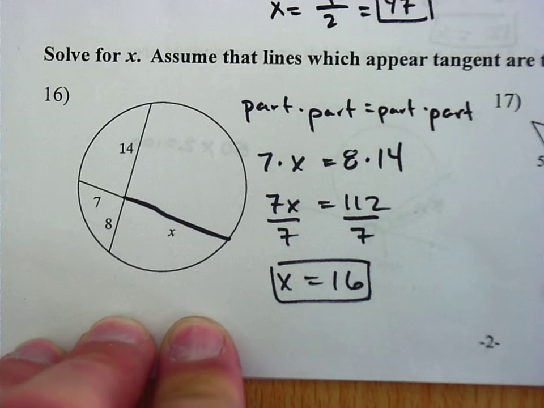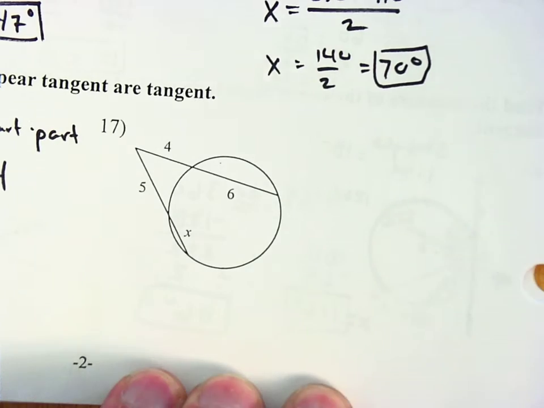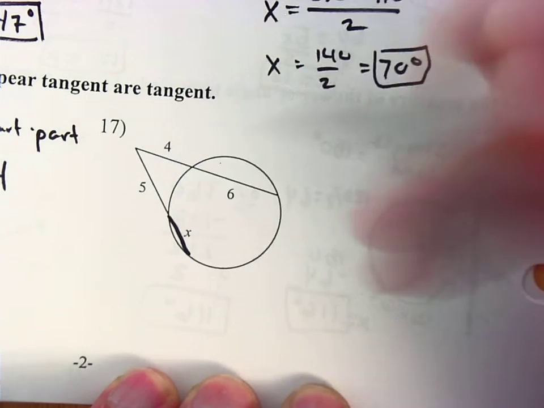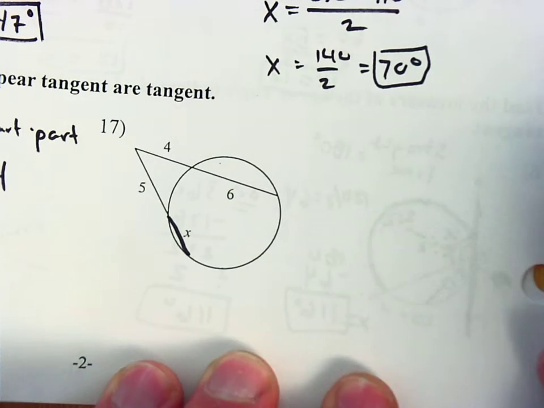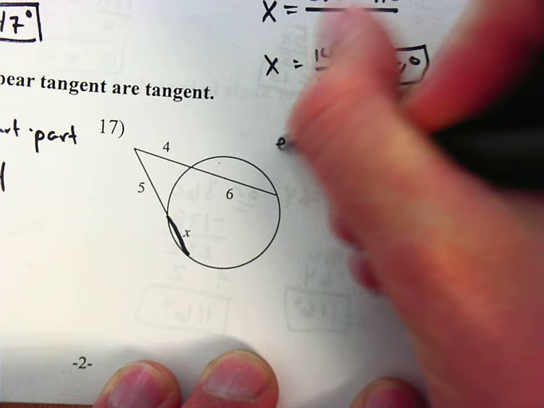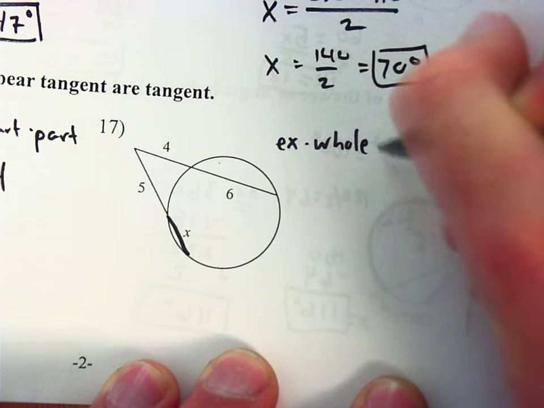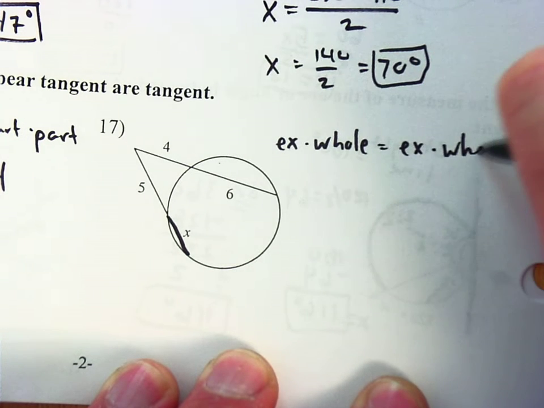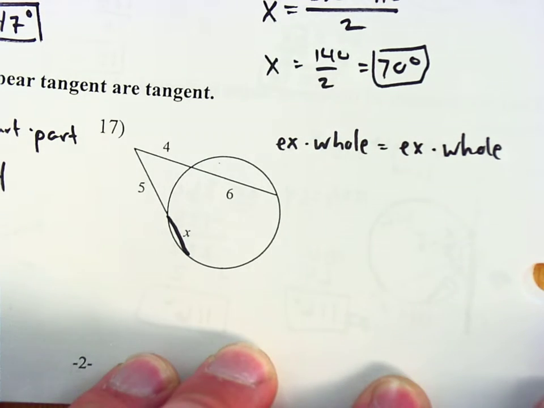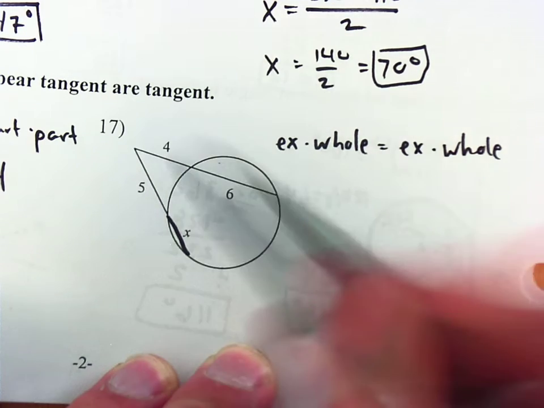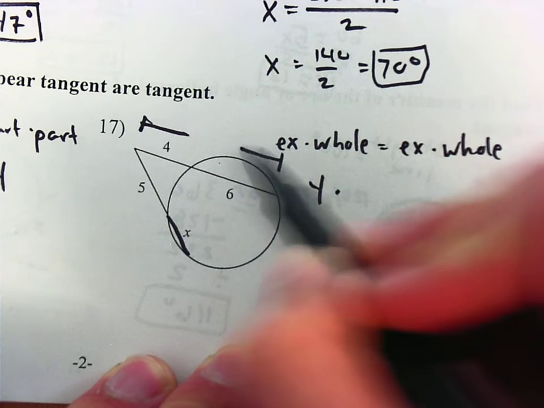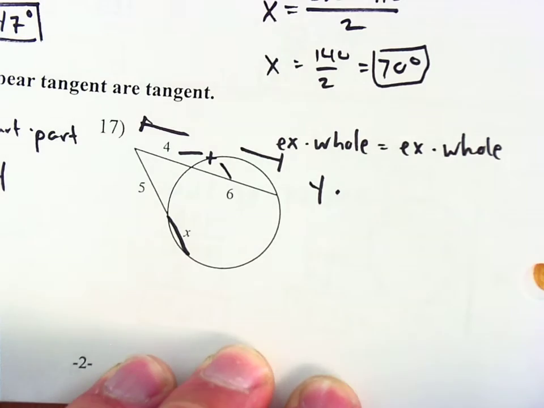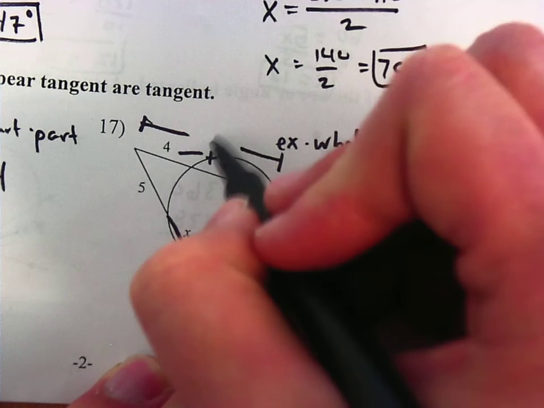Okay, so if we're looking at 17, again, we're asking ourselves, are we doing an angle or are we doing a segment? The x is next to this segment right here, so we realize we're doing a segment. Okay, and we're asking, is it inside or outside? Well, for these ones, it happens to be outside, so we're doing external times whole equals external times whole. Okay. Well, the external here is 4 times the whole thing. To get the whole, I'm going to add these two. So 4 plus 6 is 10.